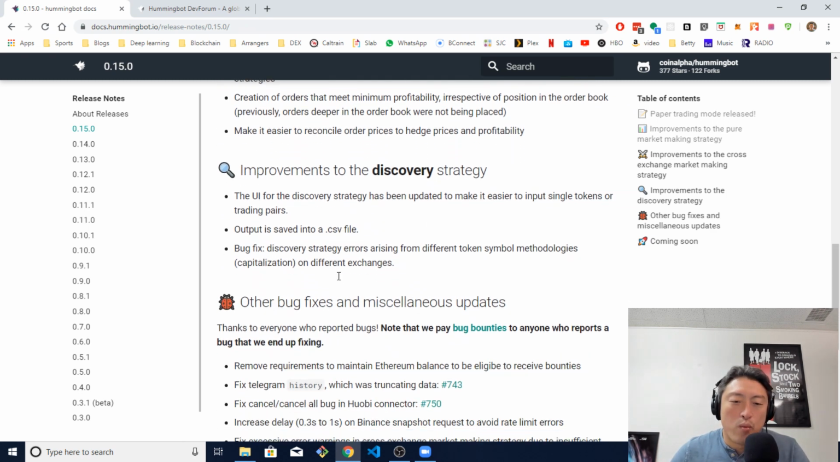And finally, we made a bunch of updates to the discovery strategy. The discovery strategy is intended to basically run a report that helps you figure out the best markets where you want to do arbitrage. Basically, it computes the expected arbitrage profit for all the trading pairs on an exchange. Now, the issue with the discovery is that some order books have a lot of data, and some exchanges may have like 500 different trading pairs.